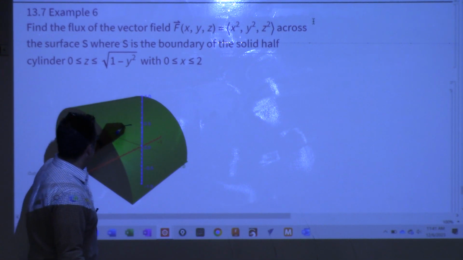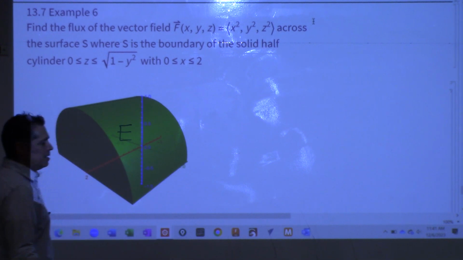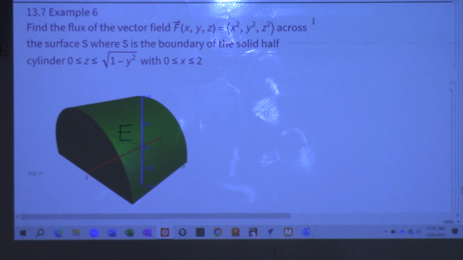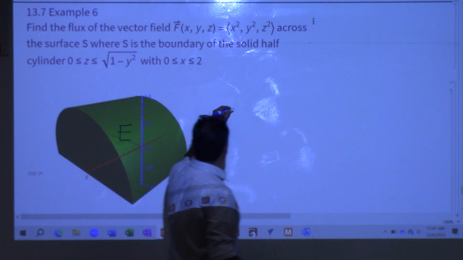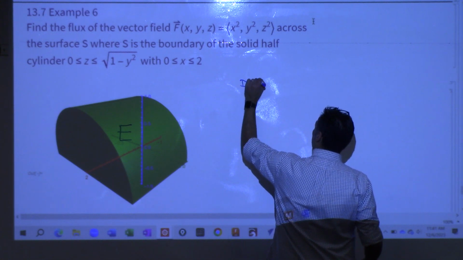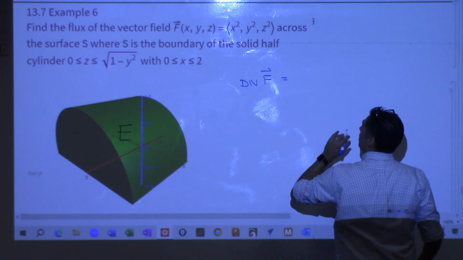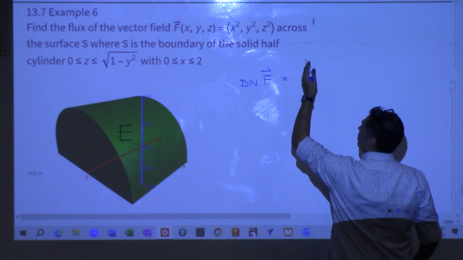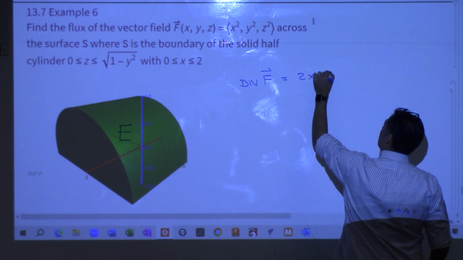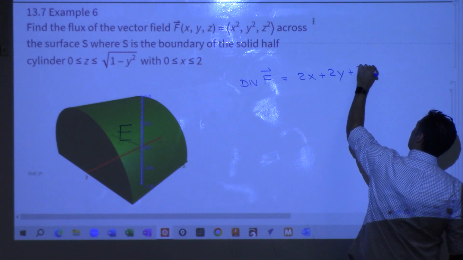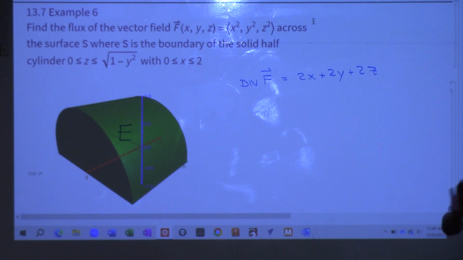We have a solid here. Boom, there it is, E. It's enclosed by all those surfaces. I can use the divergence theorem. So I'm going to just go get the divergence first, because if I look at the divergence and it's really ugly, I may not even want to do it. But the divergence here would be, I just do the partials of each one: 2x, add 2y, add 2z. Now look, it's not as good as 0 like the previous example, but it's not horrible.